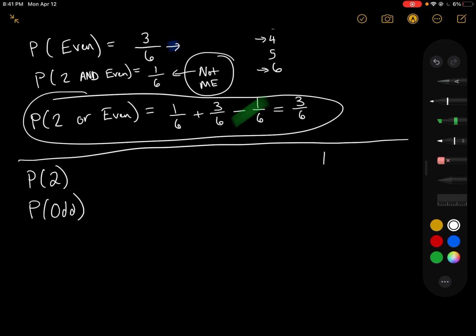We'll do a few more examples here. This time, what if we're talking about the probability that you roll a 2 on a 6-sided die and the probability that you roll an odd number on a 6-sided die?